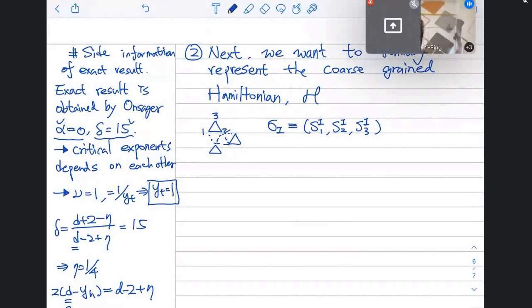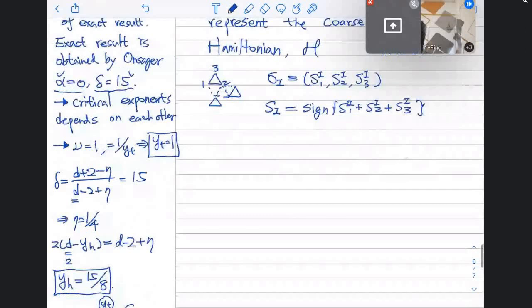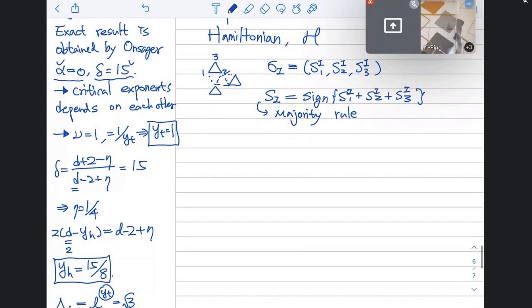We also remind ourselves of the majority rule for S_i, the coarse-grained spin, which is actually the sign of sigma_i1 plus sigma_i2 plus sigma_i3. Okay, this is the majority rule. Not super satisfactory, but let's try to move on briefly.